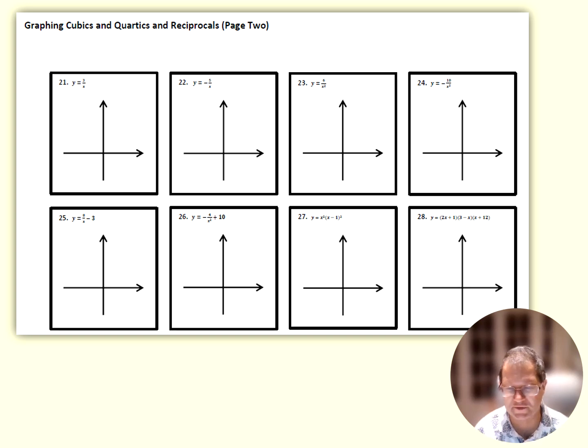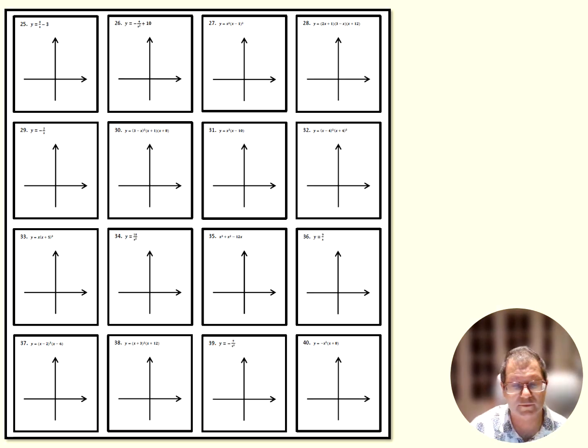So based on this video on reciprocal graphs, you should now be able to attempt 21 to 26. But in fact, the rest of the questions, 27 to 40, are just extra practice of cubics, quartics, and reciprocals in some order. And just to repeat myself, here you can see graphs 25 and 26, but the ones I'm talking about are 27 to 40, which are a mixed selection of our three types of graphs that we've met.